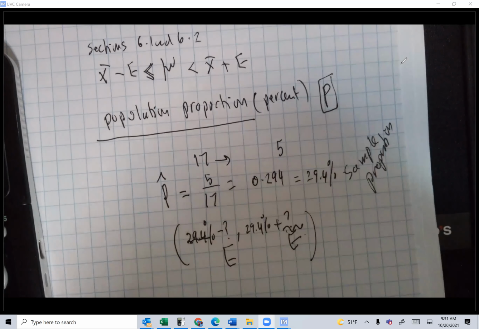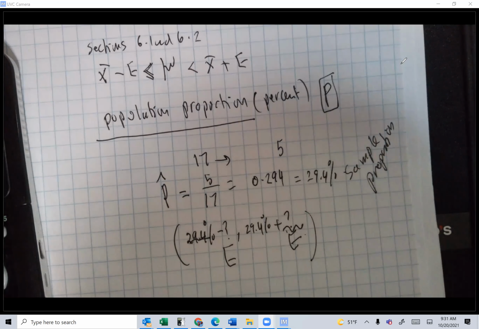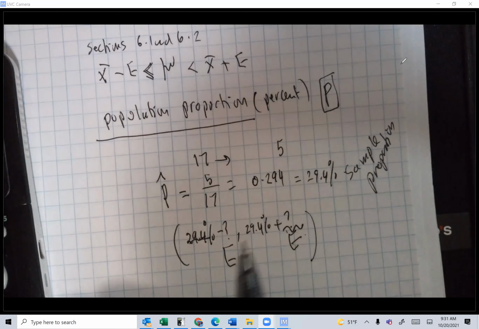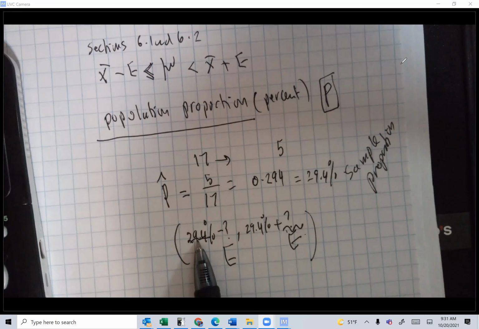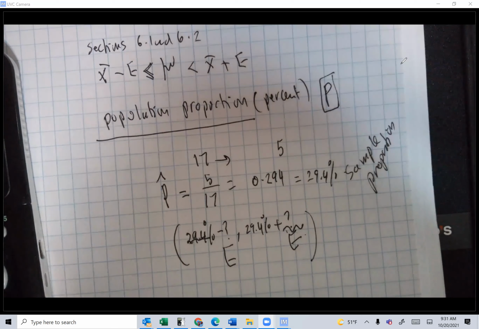So what is the population proportion of students at the entire Henry Ford College who eat breakfast before they come to school? It's not going to be one number. It's going to be between two numbers. One is called the lower bound and one is called the upper bound.